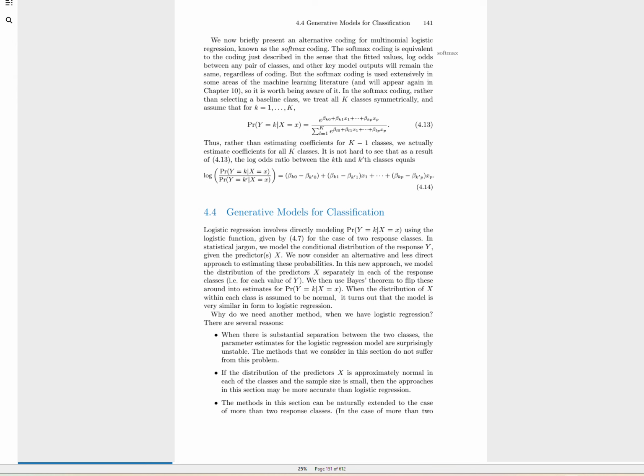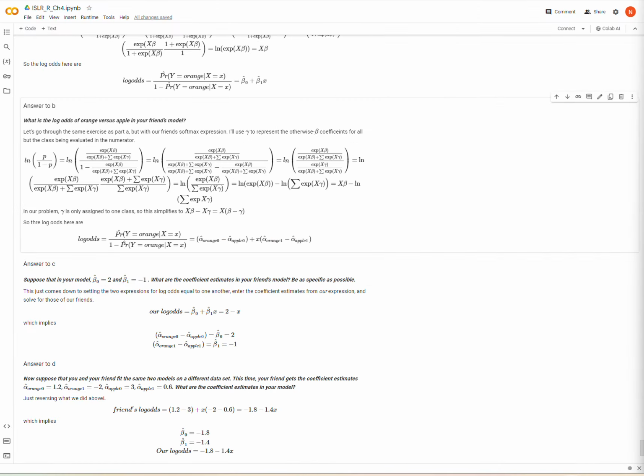And so all I have done is to separate everything that is in our numerator and not in our numerator. And the beta coefficients for the things that are not in the numerator, I'm calling gamma. Okay, so this is just a nice generic expression. Now we just go through the exact same steps, and ultimately what we get is that the log odds can be expressed like this right here.